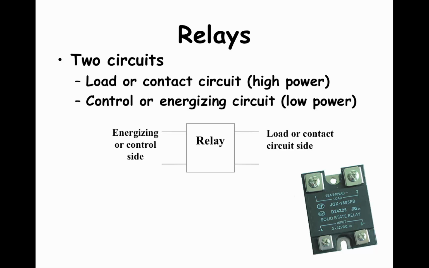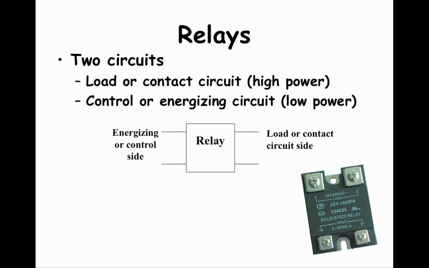Relays have two circuits attached to them. One circuit is called the load or contact circuit. This circuit is connected to the device that the relay is turning on or off. The other circuit is the control or energizing circuit. This is the circuit that is connected to the controller.